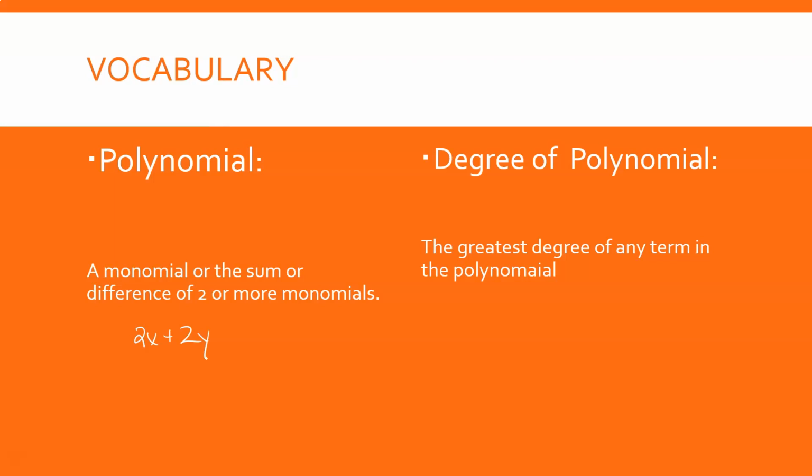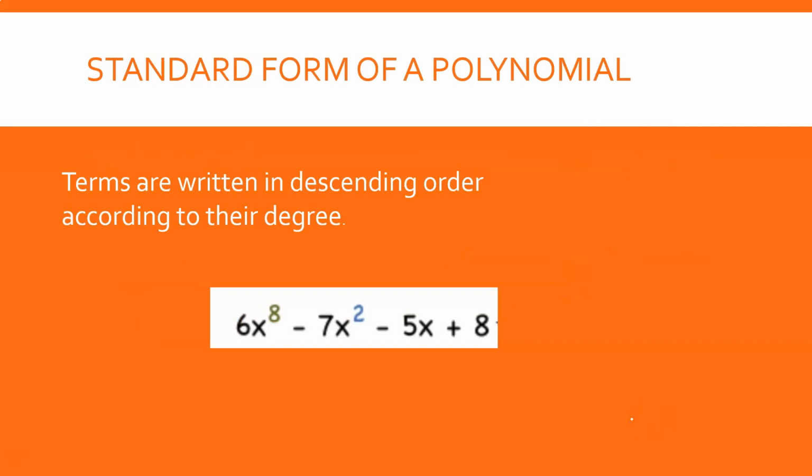The degree of the polynomial is the greatest degree of any term in the polynomial. So you look at any of the terms, and you take the one with the greatest degree, and that's the degree of the entire polynomial. Okay, when I ask you to put your polynomials in standard form, I ask you to list them in descending order according to the degree.